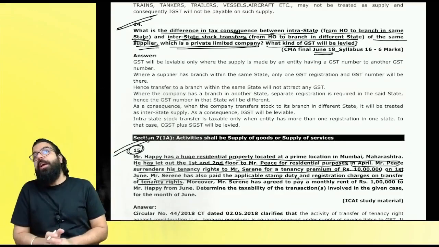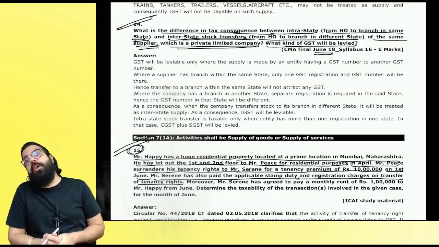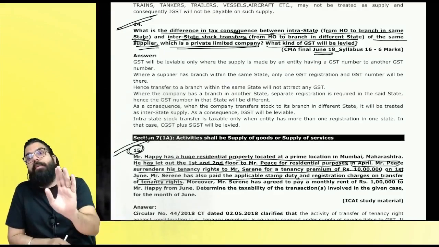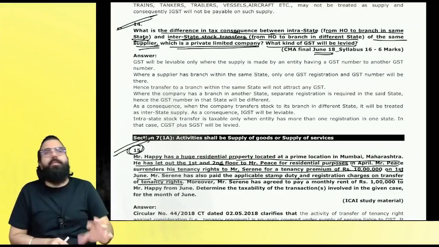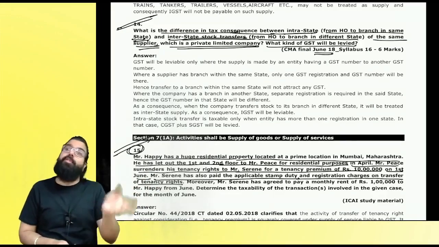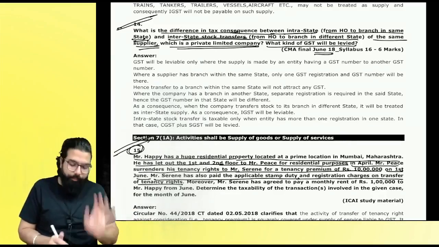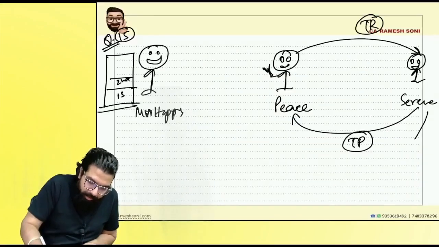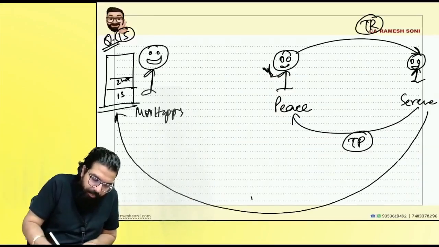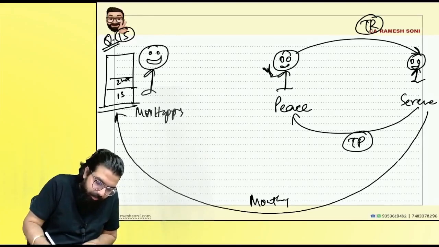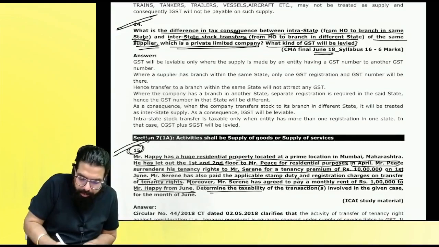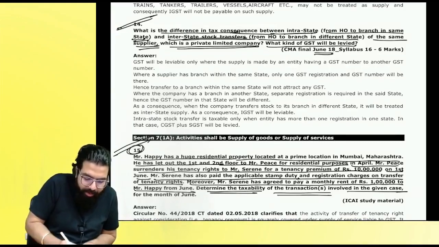Baba, tell me one thing. If you pay stamp duty and registration charges, is it sale of land or is transfer of tenancy right a supply of service? Supply of service. Just because stamp duty is paid, will you say GST will not come? No. Moreover, Mr. Serene has agreed to pay a monthly rent of 1 lakh to Mr. Happy. He is also going to pay monthly rent. Then, determine the taxability of the transaction involved in the case.